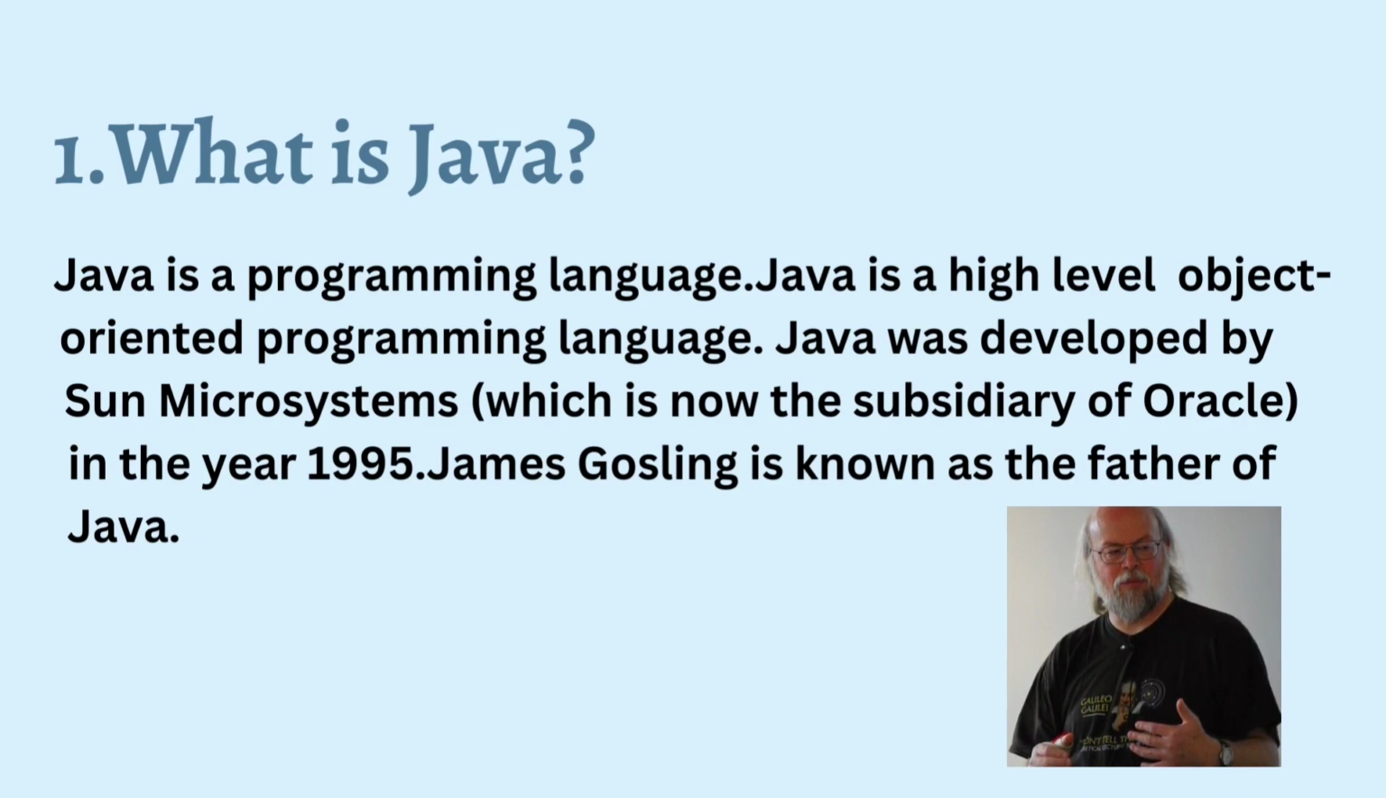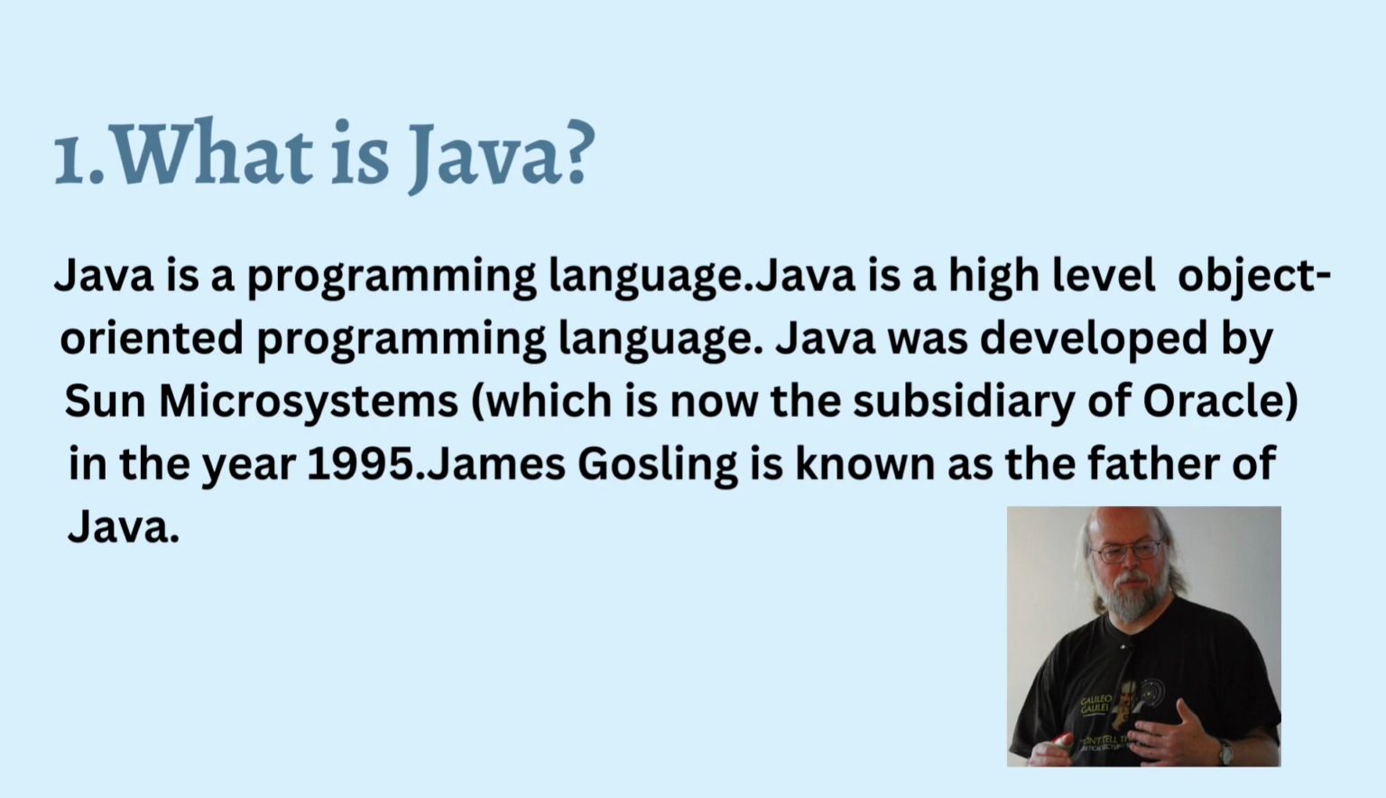Java is a programming language. If you do not know what a programming language is, basically a programming language is a language through which you can talk to a machine and make it do things. Java is a high-level object-oriented programming language. Do not know what object-oriented is? No need to fear. We will learn object-oriented later in this course.